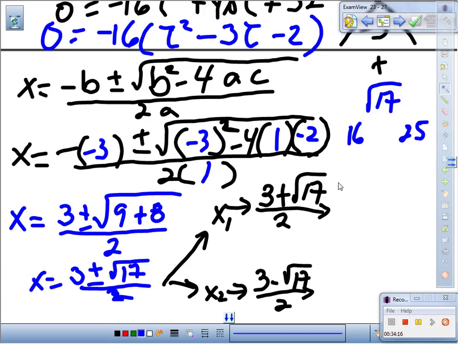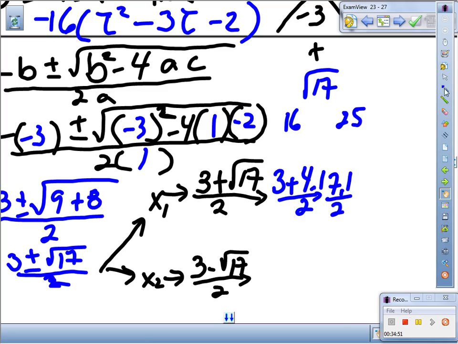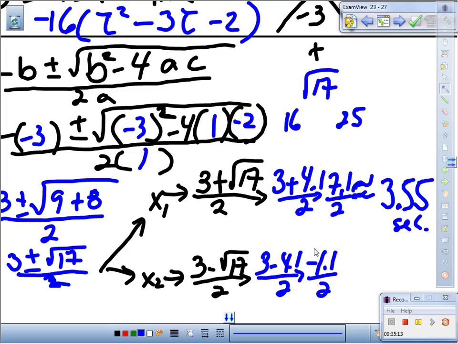All right, good. We get 3 plus 4.1 over 2, which is 7.1 over 2. Therefore, my first root is approximately 7.1 divided by 2, that's what? 3.55 seconds. Okay, what about this one down here? This is 3 minus 4.1 over 2, which is negative 1.1 over 2. What do you guys notice? Well, we're going to get a negative, is that correct? Yeah. Can we count time with negatives? No, so we don't use this one.